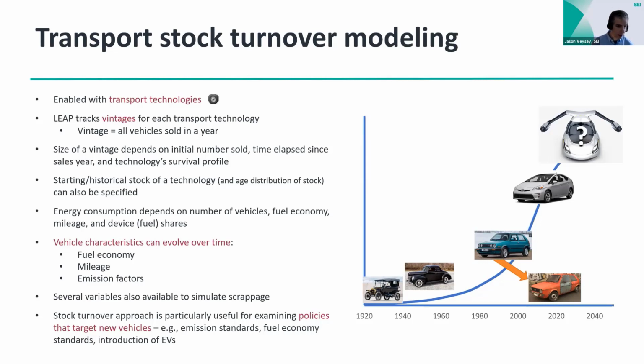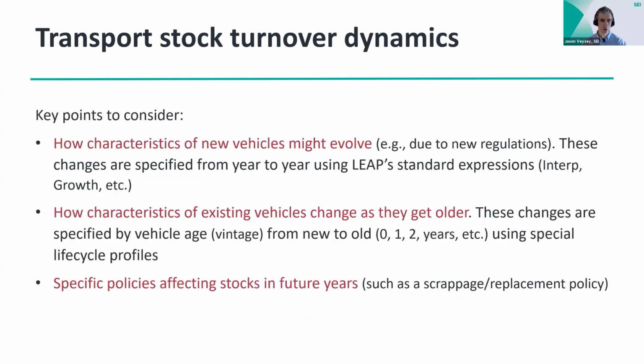Stock turnover modeling also gives you some variables for simulating scrappage, and that would be a way that you could force the premature retirement of certain vehicles. It's really useful for examining policies that target new vehicles, like emission standards, fuel standards, the introduction of particular technologies, or policies that target the scrappage of particular types of vehicles. This approach allows you to see how those types of policies propagate through the vehicle fleet over time.